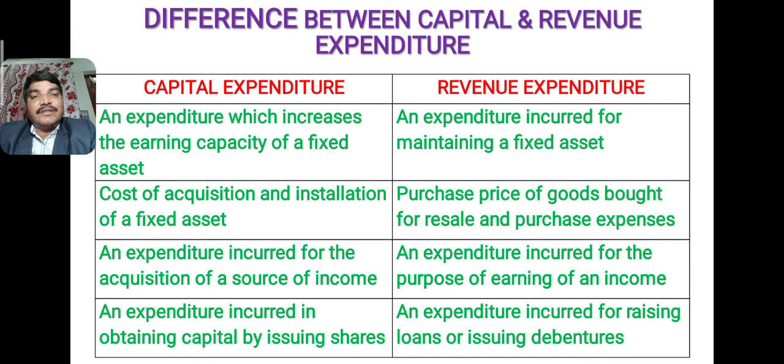The next difference in capital expenditure is an expenditure incurred in obtaining capital by issuing shares. Share issue happens once in a business. A registered company can issue shares the first time, and additional shares will also be issued the next time. Every stage of issue is treated as capital expenditure.